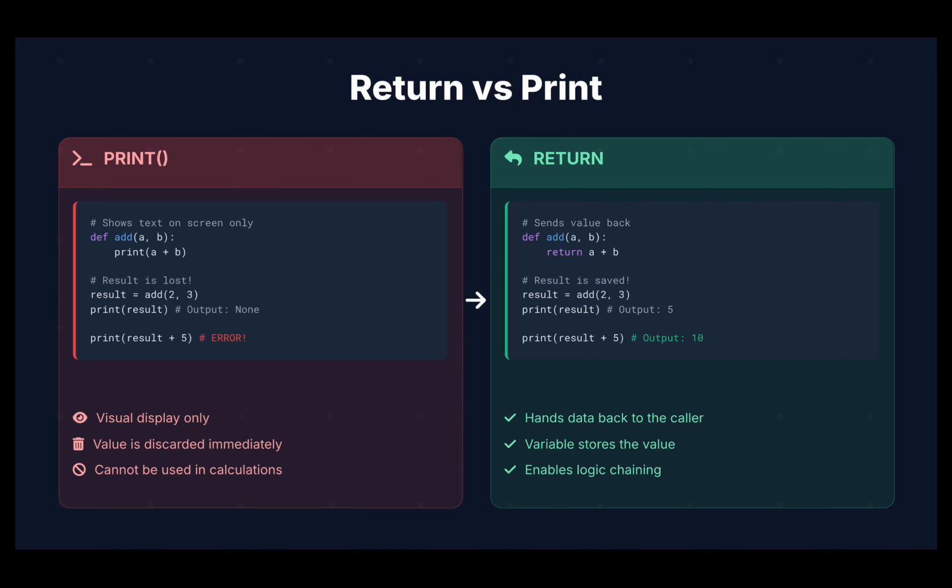This slide is to show you what happens between print and return. Printing only displays something on the screen, but the value is not handed back for use. Returning sends the value back to the caller so it can be stored, combined, and used in further logic. This difference is essential for writing meaningful functions.